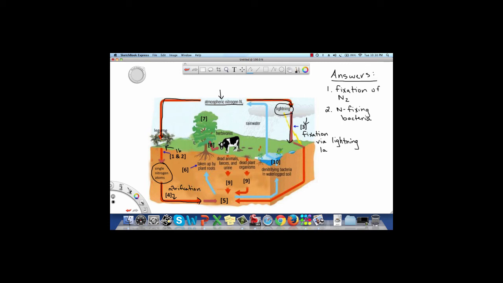Sorry, it's hard to write in this tiny space here. That's step 2 of the overall nitrogen cycle.